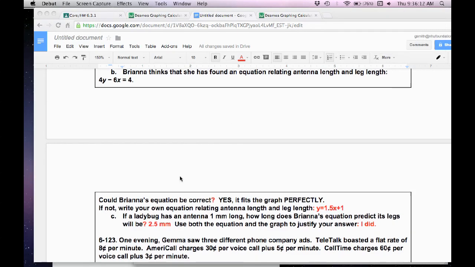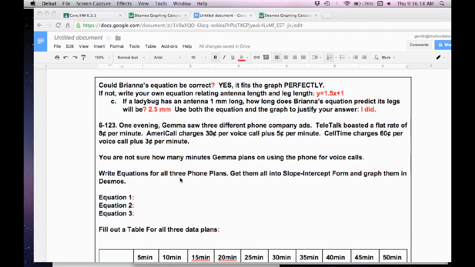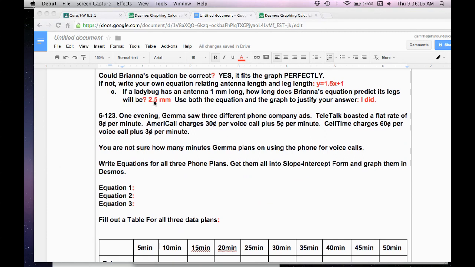Okay, here we are with 6123. That's a pretty high number. One evening, Jenna saw 3 different phone company ads. Teletalk boasted a flat rate of 8 cents per minute. Okay, so that per, there's a slope word right there. And then it's flat rate. I guess that means that you don't pay anything else.